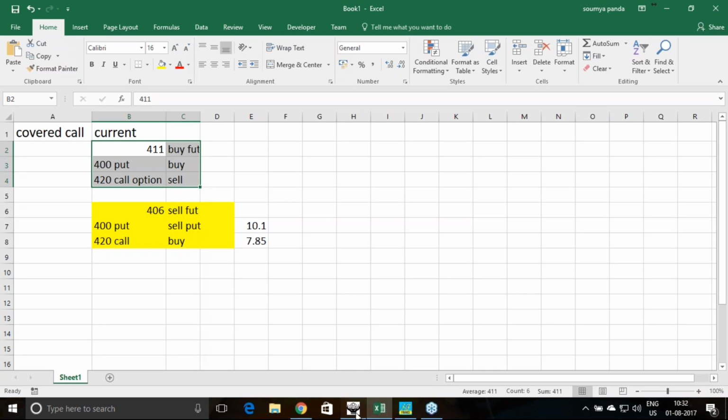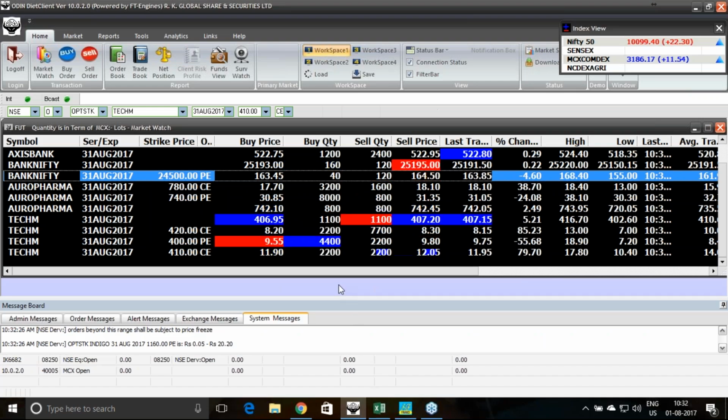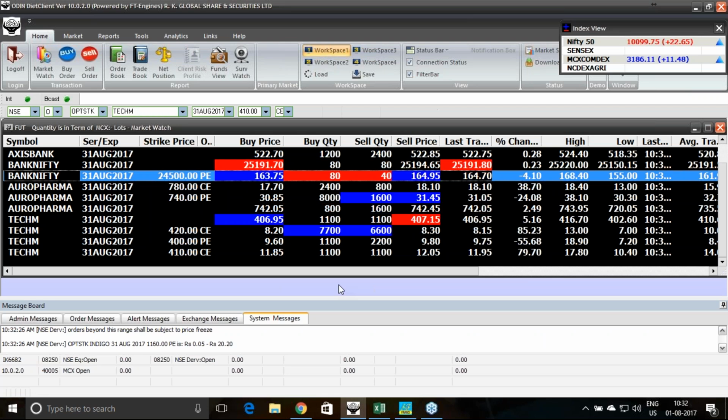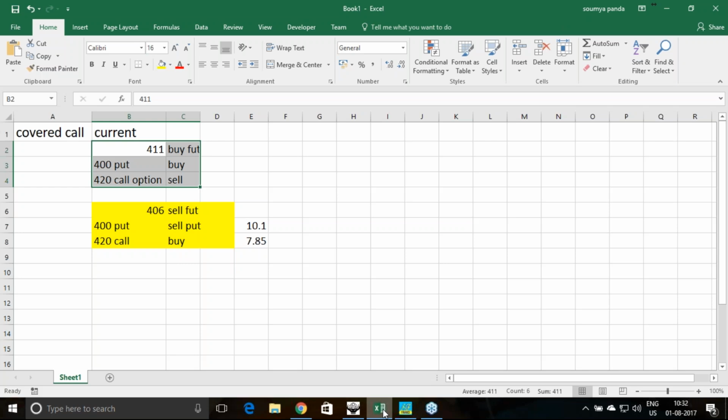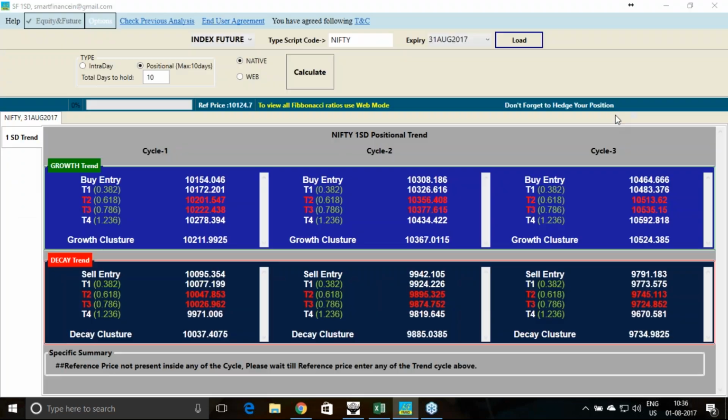So the benefit of forming this covered call or covered put strategy is that you are having a limited exposure to the time value decay of the options. Sometimes you never compromise with the profit.